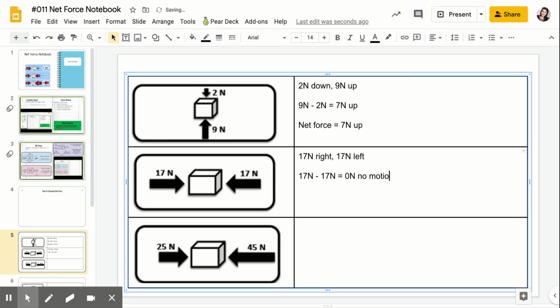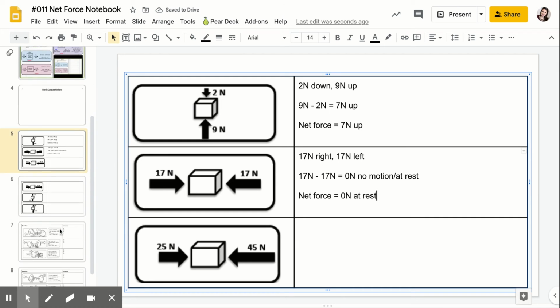Okay, so we'll put no motion. You can also use stuff like at rest. That's fine as well. No motion or at rest. So net force is equal to 0 newtons, and then it's at rest. Okay?